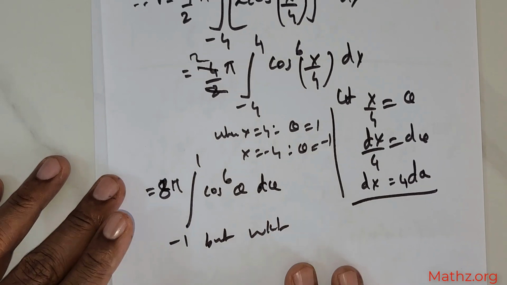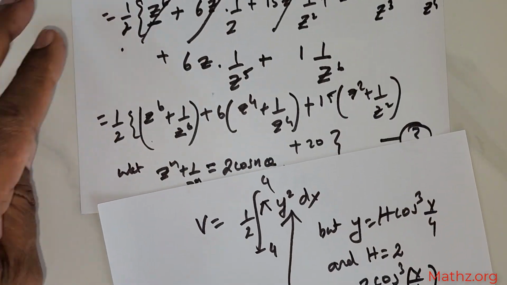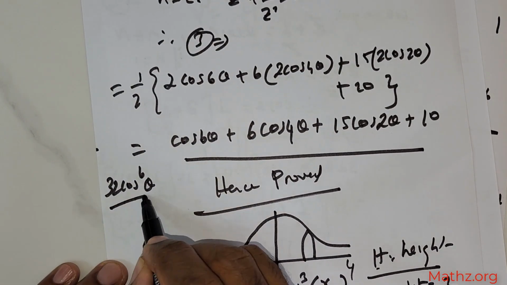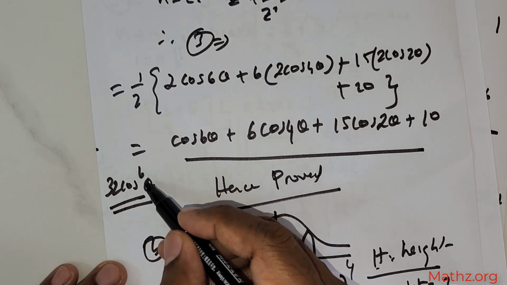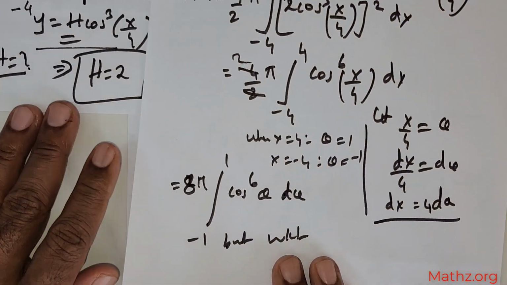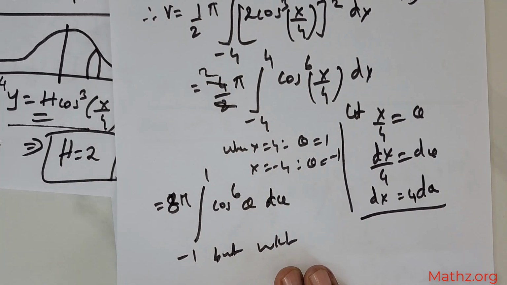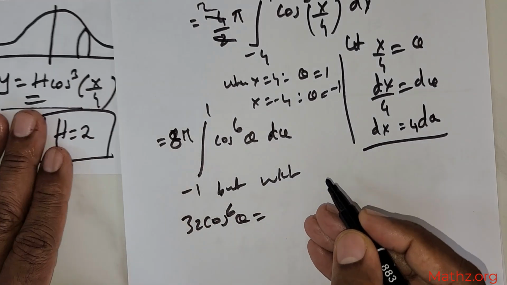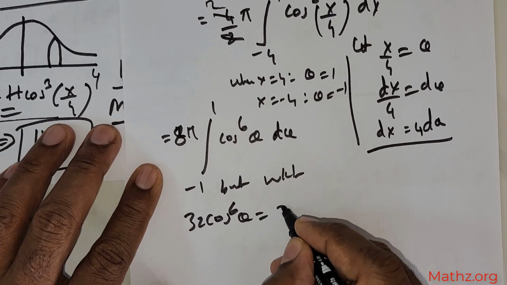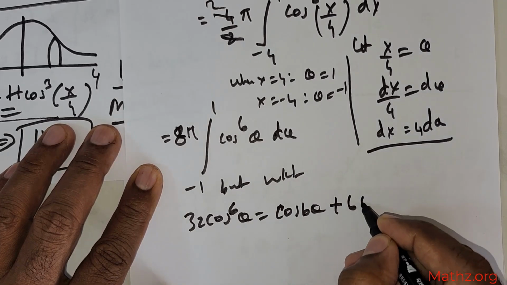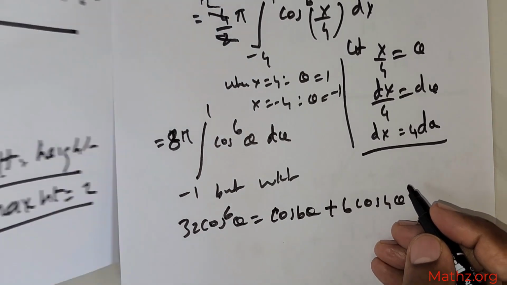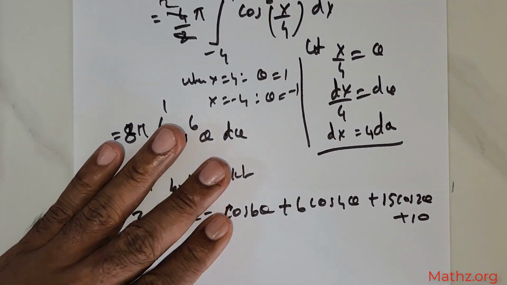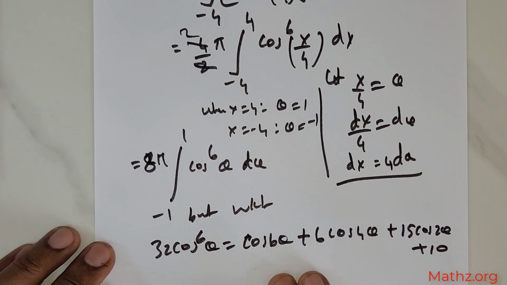But what do we know? Let me show this. Okay, this is what we know. So we know that 32 times cos raised to the power 6 theta is equal to this. So I'm going to utilize that concept. I would need another paper. But we know that 32 times cos raised to the power of 6 theta is cos 6 theta, positive 6 times cos 4 theta, and positive 15 times cos 2 theta plus 10. Okay, so this is what we have got.